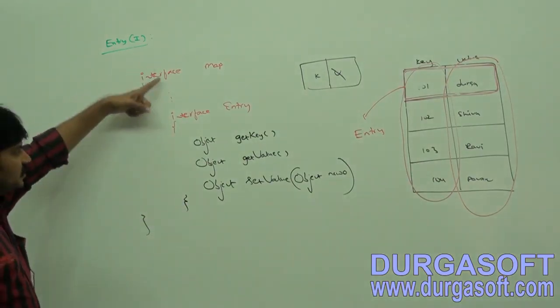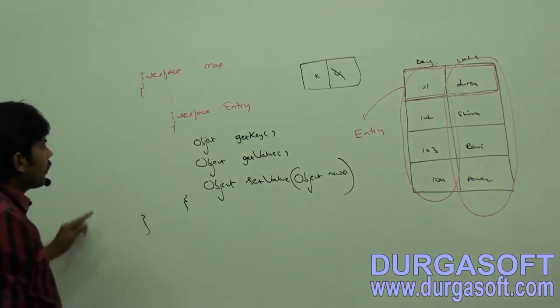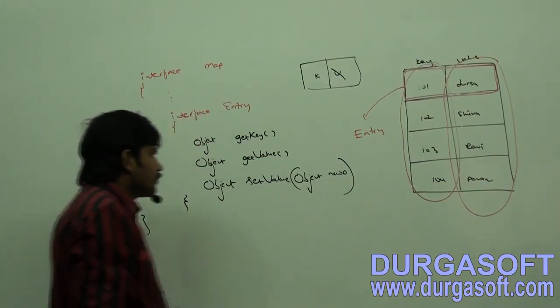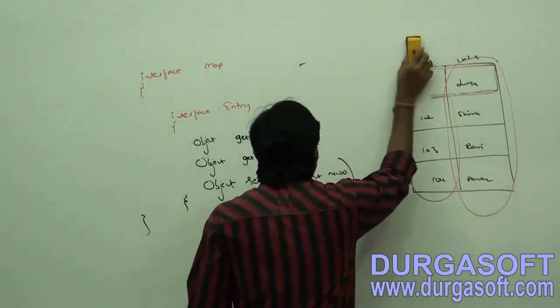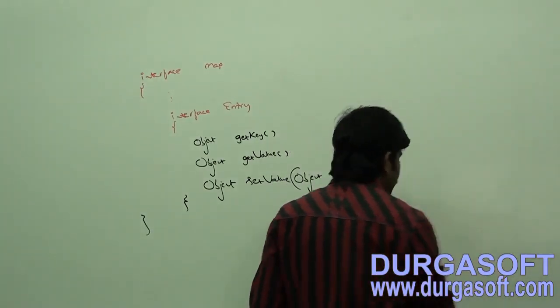Now take this diagram. Interface Map, and in that, interface Entry, with the Entry object methods getKey, getValue, setValue.